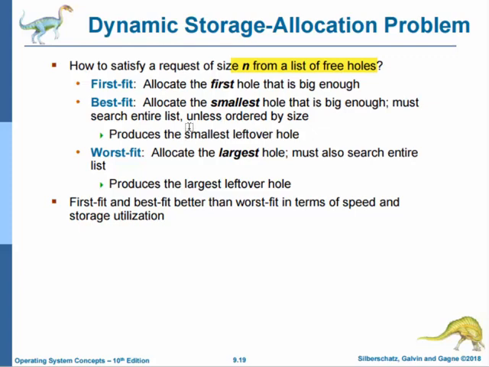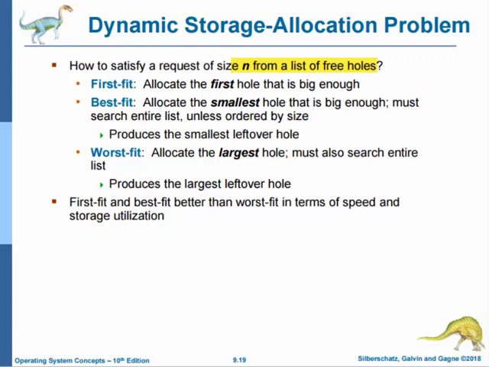The first fit allocates the first hole that is big enough. Searching can start either at the beginning of the set of holes or at the location where the previous first fit search ended. And then we can stop searching as soon as we find a free hole that is large enough. For the best fit, we allocate the smallest hole that is big enough. But we must search the entire list unless the list is ordered by size. And this strategy produces the smallest leftover hole.